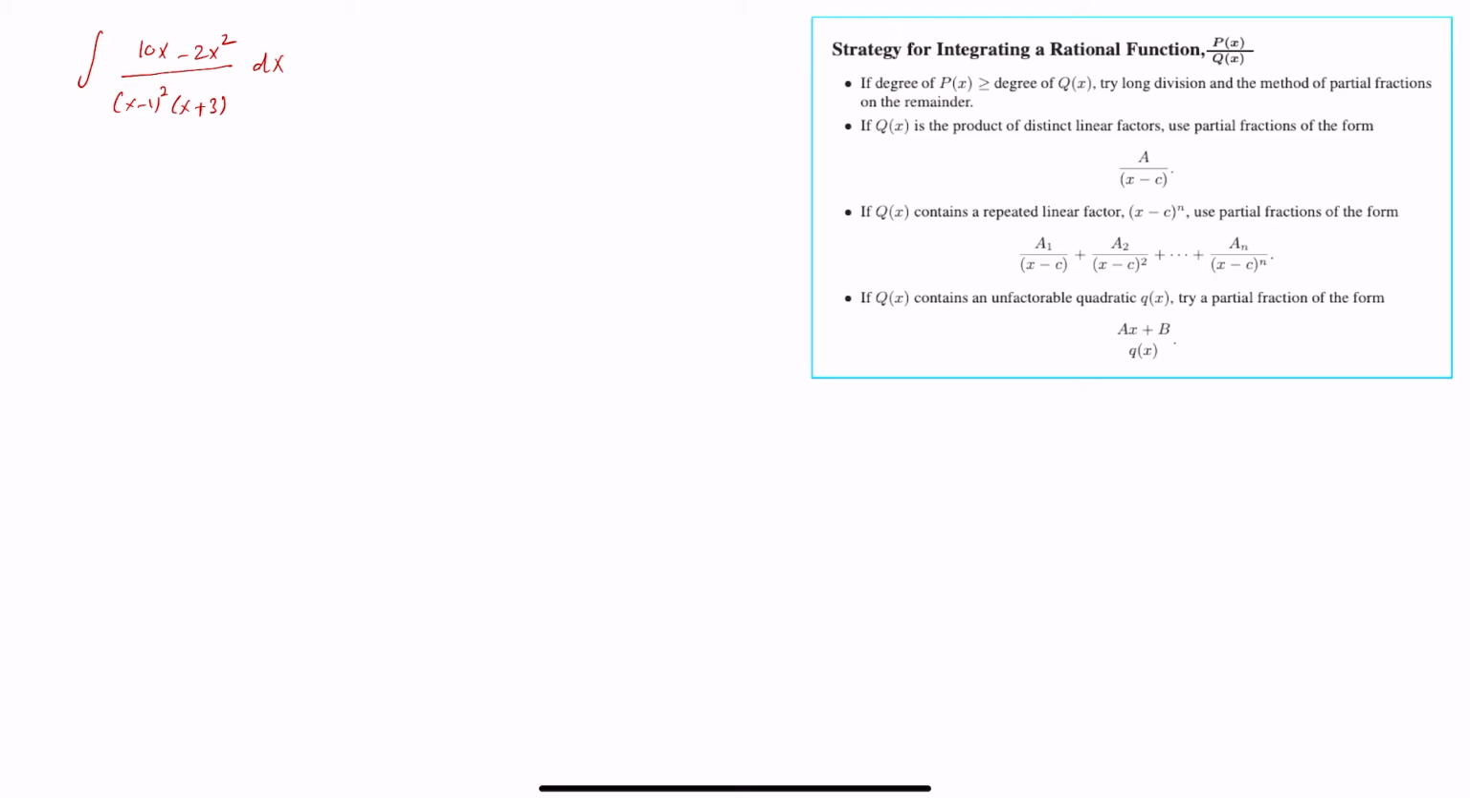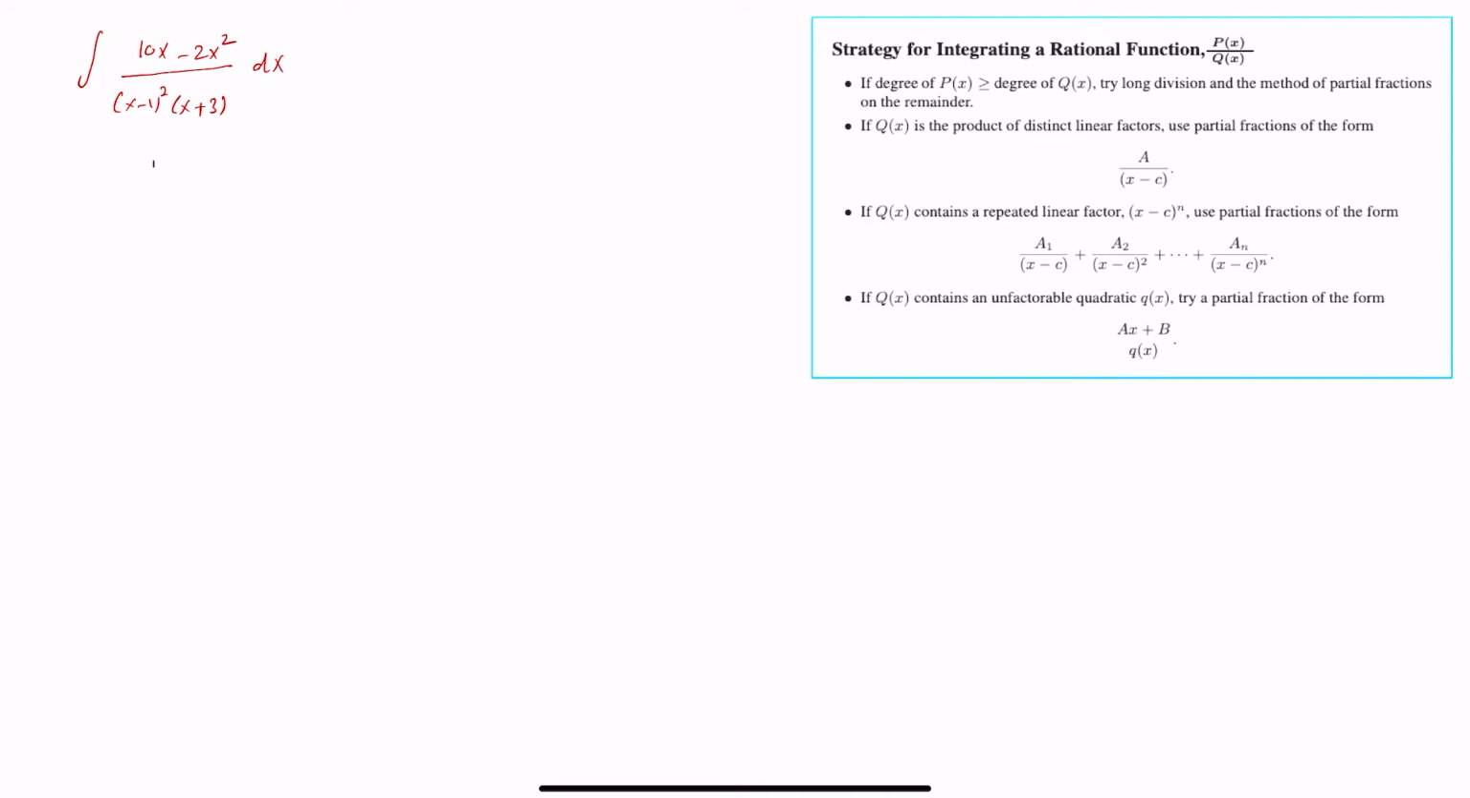Notice that for this term, x plus 3, since this is a distinct linear factor, it's going to be in the form of A over x minus c. But notice in here we have this square. Therefore, we're going to refer to this form: it's going to be A1 over x minus c, and then plus A2 over x minus c squared.